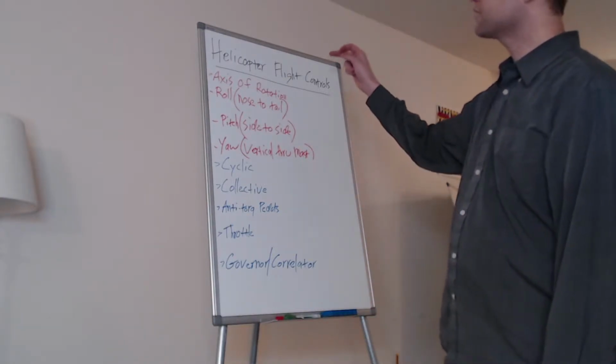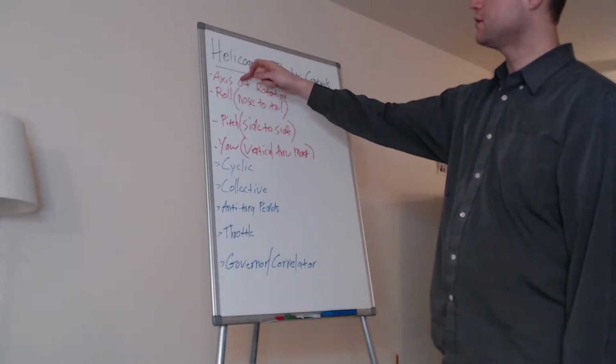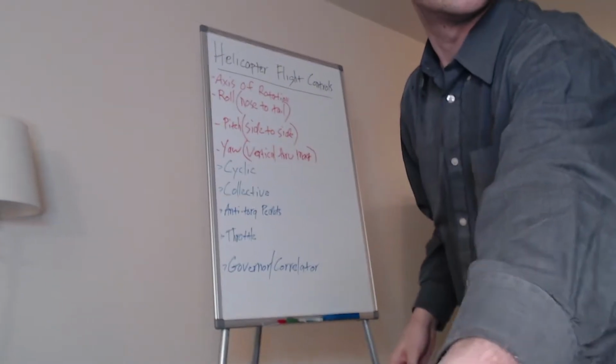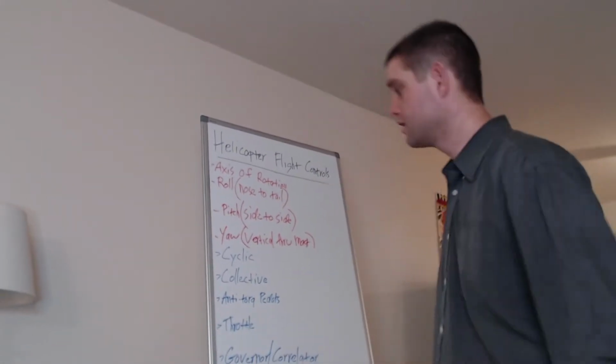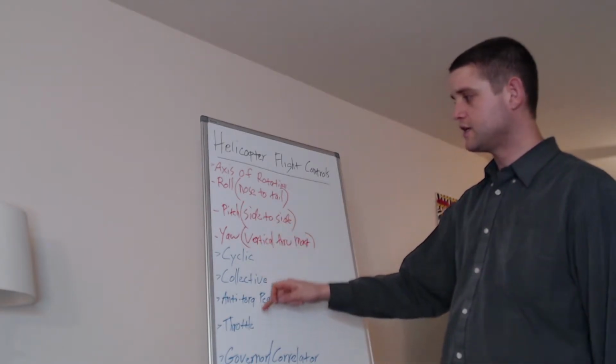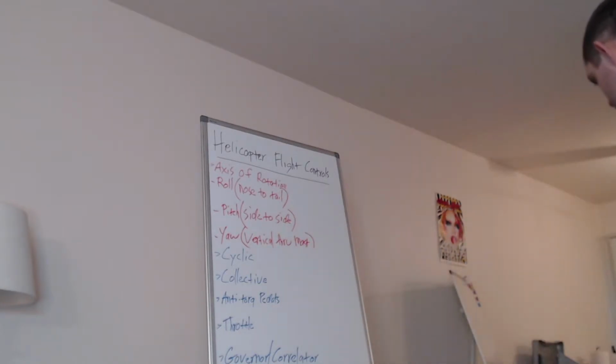We're going to go over the 3 different axes of rotation to include roll, pitch, and yaw, and also the flight controls that each helicopter has and the effect that they have on the helicopter.